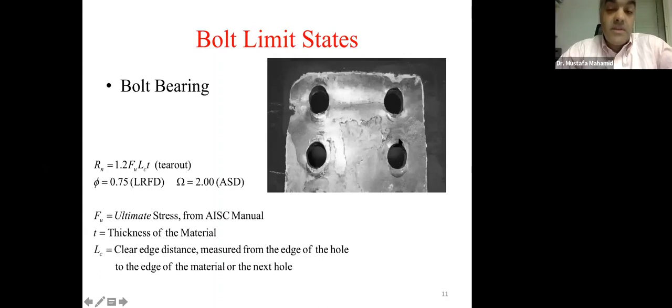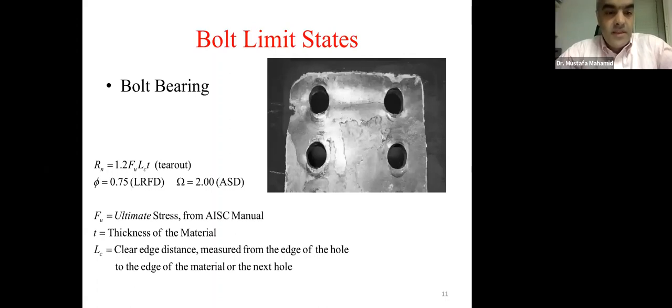So meaning that it depends on the spacing between the bolts or the bolt holes and depends on the edge distance. So the first case is when we have a tear out. A tear out is when part of the steel is completely removed as a result of bolt bearing.